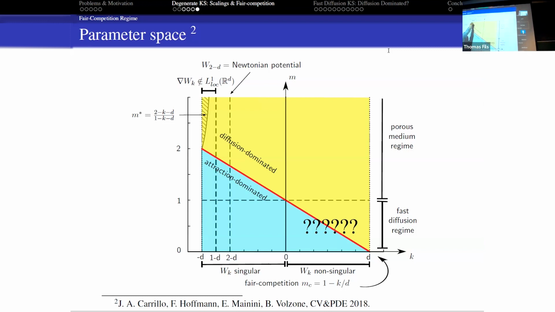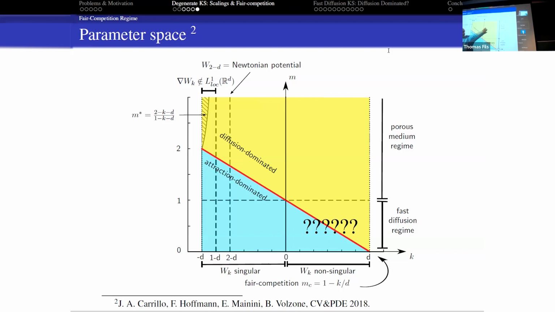The particular cases have been proven in all the yellow part for k negative, except in this range over here, which corresponds to very singular potentials. In the language of fractional diffusion, and there are some people here interested in fractional diffusion, it means that you are very close to the limit of minus dimension in the fractional scope. Okay, so we clarified this in a series of papers, and this picture corresponds to a paper with Franca Hoffmann, Eduardo Mainini, and Bruno Volzone some years ago. Franca was a PhD student of mine and is now at Caltech.